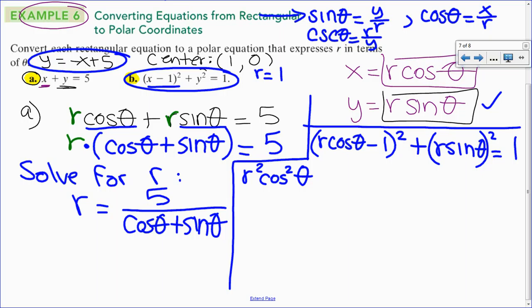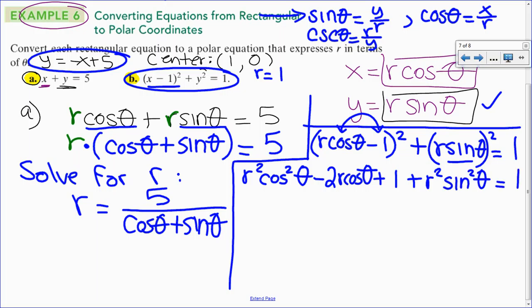Then the term in the middle, when you square binomials, remember, we can't just say plus 1, right? We're missing something here in the middle. And that something is the product of this times this, and then double. So it will be minus 2 r cosine theta. Now we square this one, and it will be plus r squared sine squared theta. And that equals 1. Now you can see that we have two terms with r squared, so I'm going to put them together.